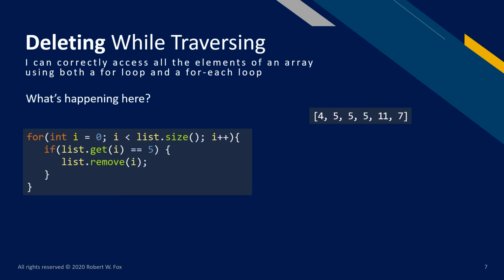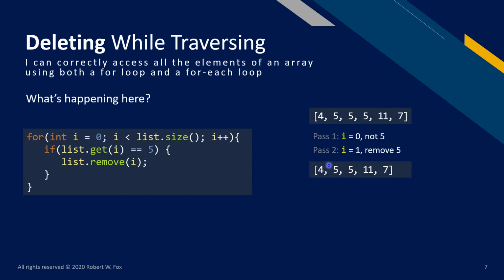Let's see what's happening with this code by going through it step by step. So the first pass of the loop, we know that i starts at 0. And if we look at index 0, there's a 4 there, which of course is not a 5, so we will not remove it, and the loop will continue. For pass 2 of the loop, i is now a 1, so we're at the second element. And indeed it is a 5, so the loop will remove it, and the list will shrink.